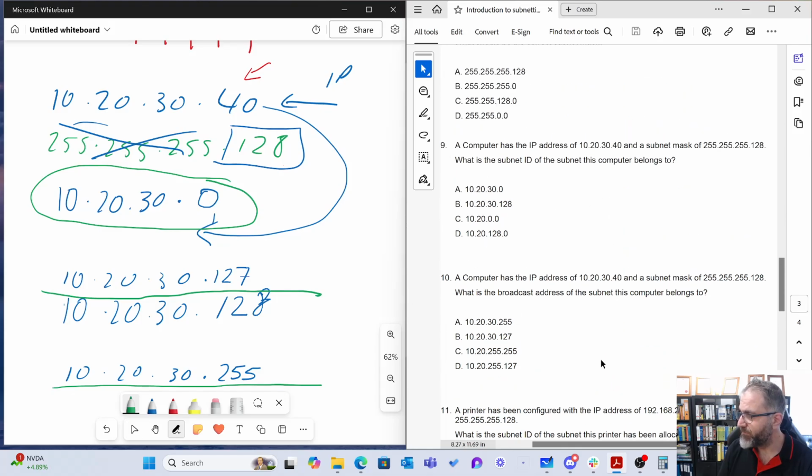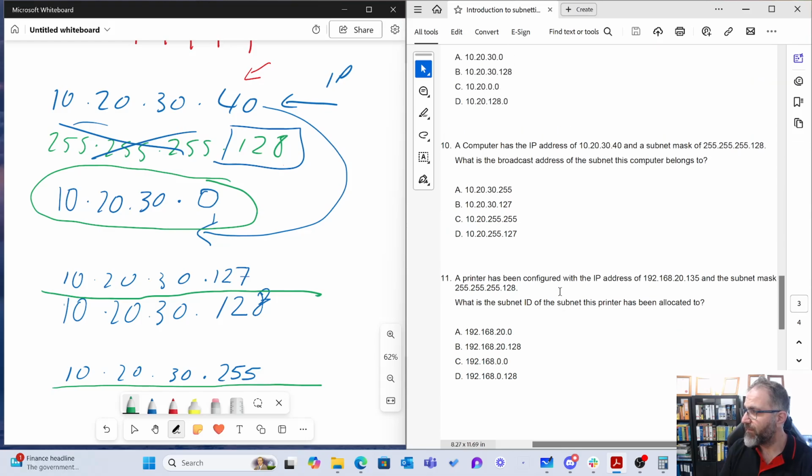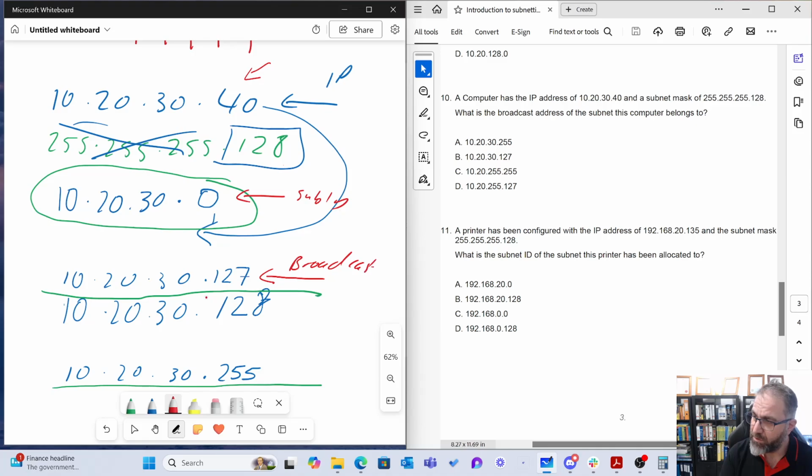All right. What is the broadcast? If we go to question 10, what's the broadcast ID? It's still 40, still the same subnet mask, so we can still use this. We have to remember again, don't forget, we cannot use this because it's a subnet ID, and we cannot use that one because that's the broadcast. We can use 10.20.30.1 all the way to 126. That's the usable IP addresses.